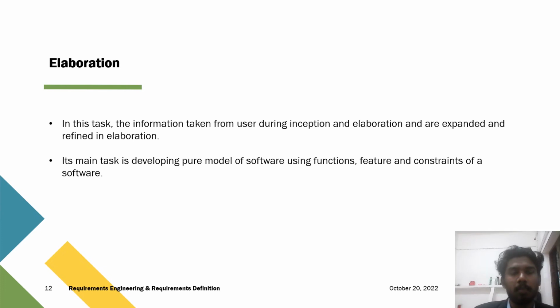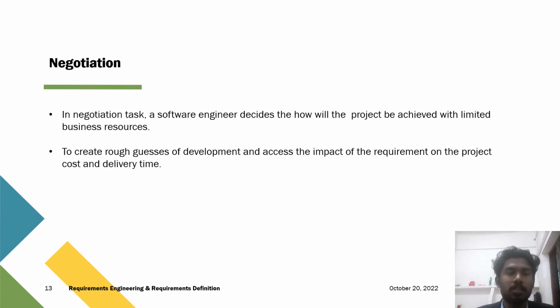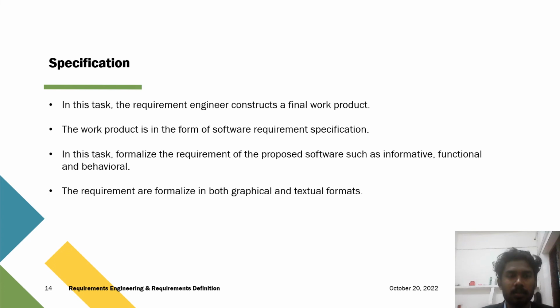Next one is elaboration. Elaboration is nothing but the information taken from the user during inception is expanded and refined in elaboration. Its main task is developing a pure model of software using the functions, features and constraints of the software. Next one is negotiation, and in the negotiation task, a software engineer decides how the project will be achieved with limited business resources, to create rough guesses of development and assess the impact of the requirements on the project cost and delivery time.